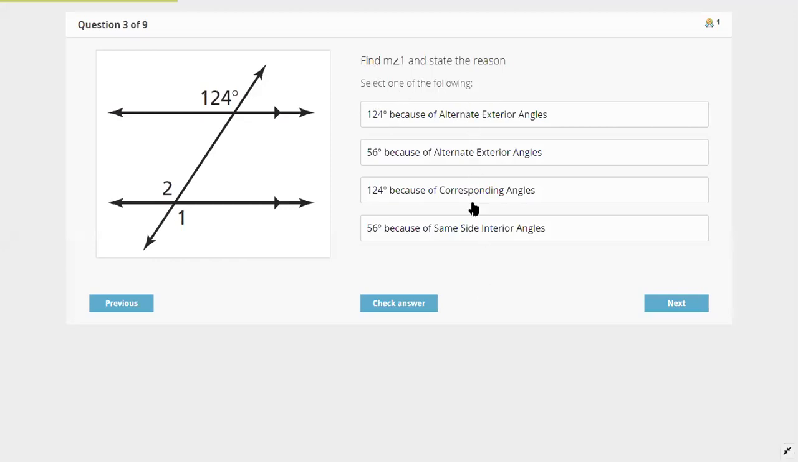Please read the choices and tell me how we can find the measure of angle 1. Yalla, Kenzie? The measure will be 124 degrees because they are alternate exterior angles. Do you agree with her or does anyone disagree? Agree. Because 124 with angle 1 is an alternate exterior angle. Okay, let's move to the next question.